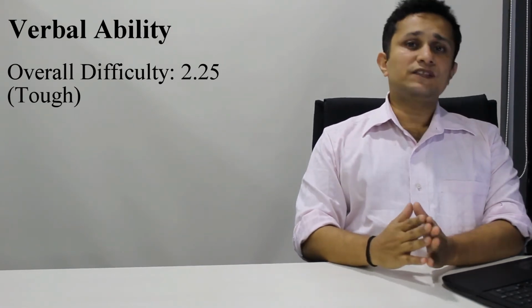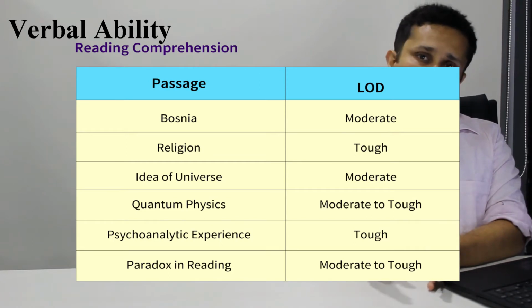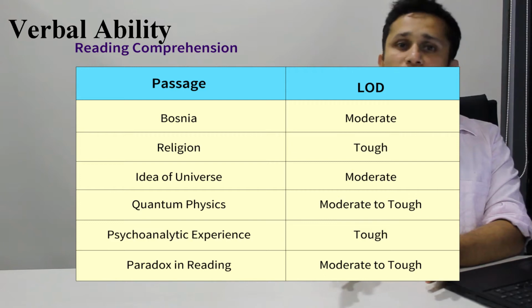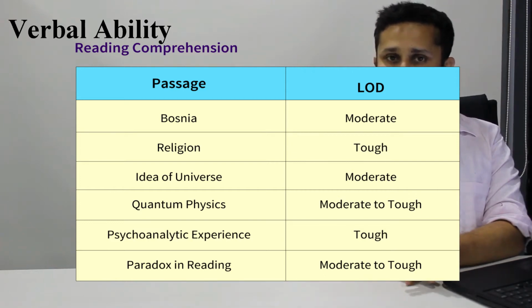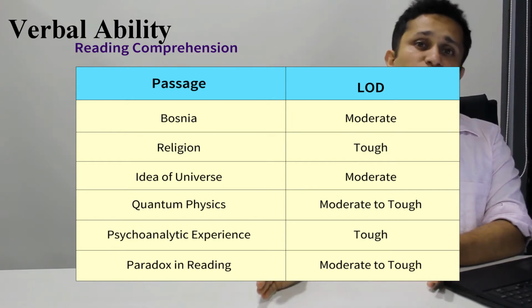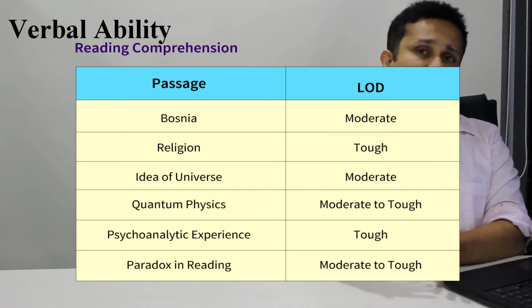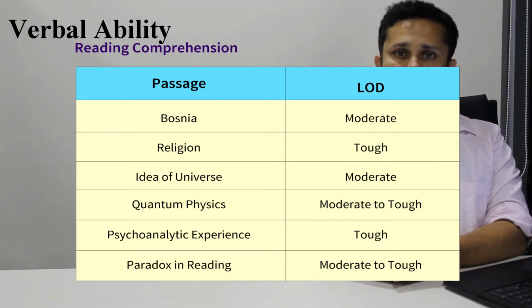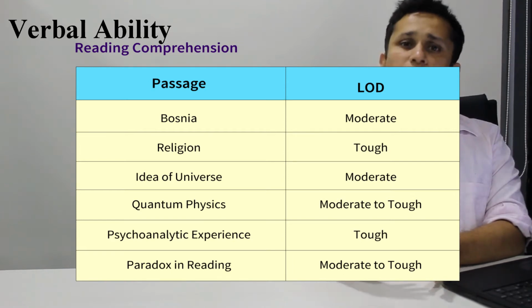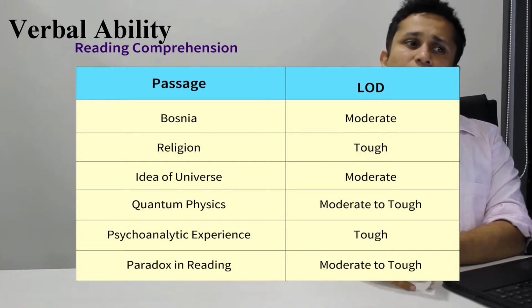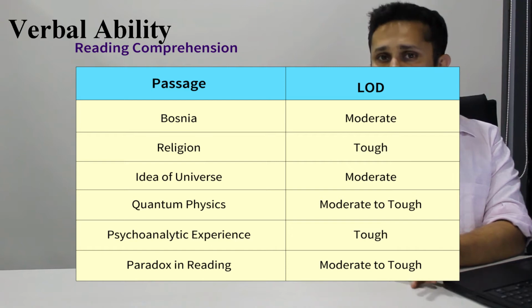What was the structure of this section? As always, 6 RCs, 6 into 2 plus 4 into 3, that's 2 6-question RCs, the rest being 3-question RCs. Here with this kind of a difficult section, we cannot expect to have any single easy RC. So there were 2 RCs which could strictly be called moderate, 2 that were moderate to tough and 2 that were tough. So you had everything skewed towards the tougher end of the scale.